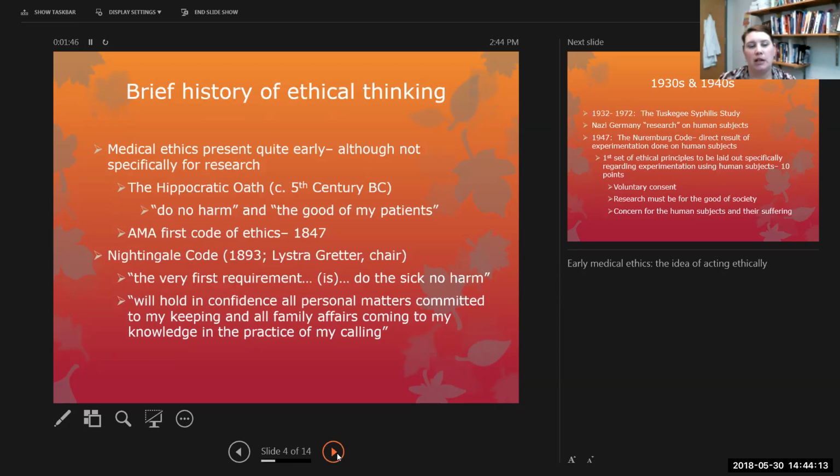The American Medical Association had their first code of ethics in 1847, and in 1893, the Nightingale Code was developed. That the very first requirement of nurses is to do no harm to the sick. That we will hold in confidence all personal matters committed to my keeping and all my family affairs coming to my knowledge in the practice of my calling.